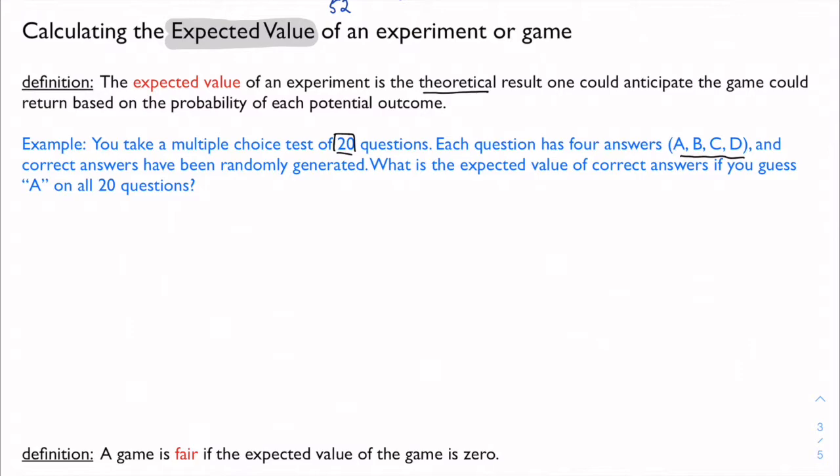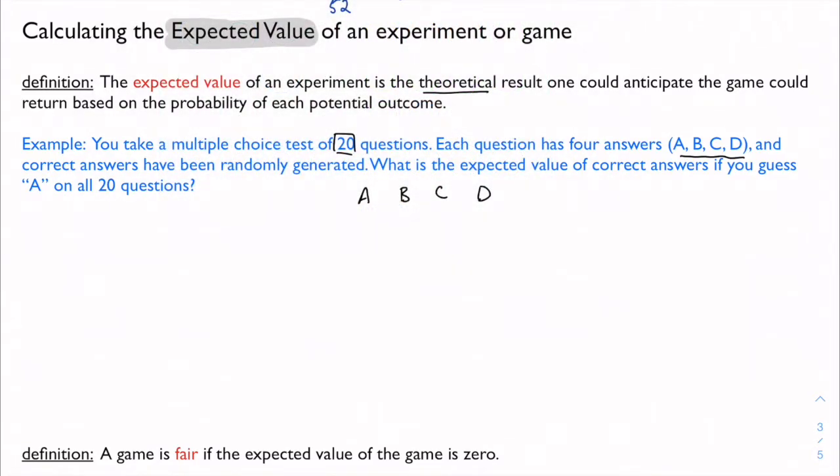And I want to know what the expected value of correct answers is if I just blindly guess A on all 20 questions. I walk in, I've never studied for this test, I didn't know what was happening. Teacher's making me take it anyway. I walk in, I just go A, all the way through. What happens? Well, if we consider our outcomes, right, I have 4 possible outcomes, and because they've been randomly generated, they are equally likely to occur.